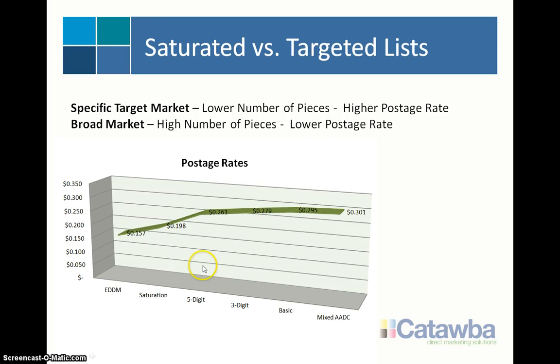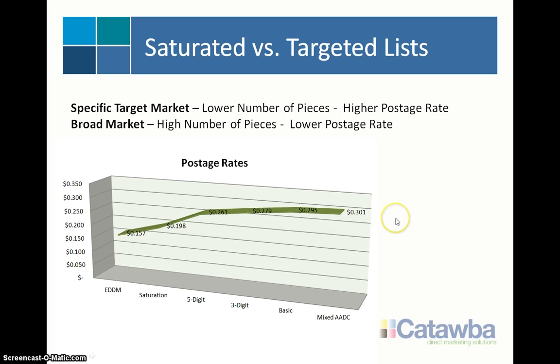So you can see in this chart here the different postage rates. For the every door direct mail saturation type mailings, you can see it's 15.7 cents to 19.8 cents for that type of mailing. And then as we get more targeted, if we mail to 5 digits, say 28601, all the mail pieces are going into that zip code. It's closer to 26.1 cents a piece. And then if we're mailing into a 3-digit area, so the first 3 digits of a zip code, it's 27.9, and then all the way to a mixed ADC. So if we're mailing all over the country, we can mail for 30.1 cents a piece because it's not as saturated.